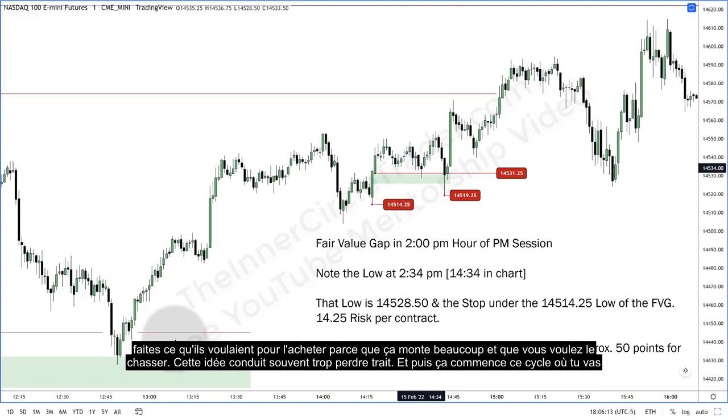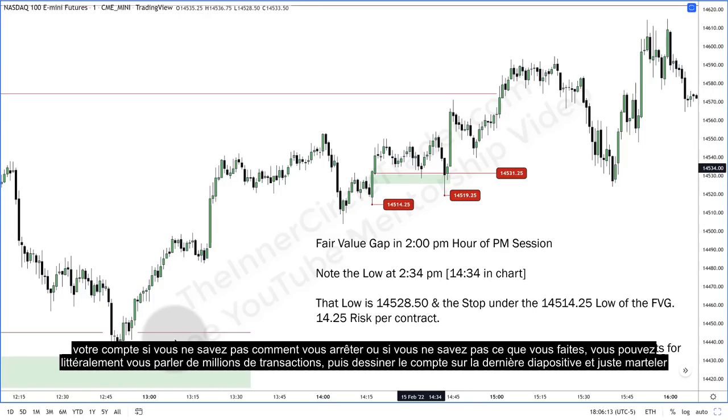That idea leads many times to losing trades, and then it starts this cycle where you go into this chasing, and then when the market does these sideways consolidations and sloppy, choppy market conditions, it's literally like a blowtorch on your account. If you don't know how to stop or if you don't know what you're doing, you can literally talk yourself into millions of trades and then draw the account down.